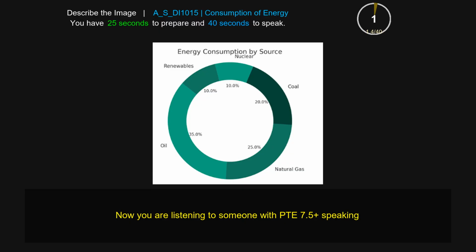The given pie chart provides information about energy consumption by source such as renewables, nuclear, coal, natural gas, and so on. It is clearly evident from this pie chart that the source consuming the most energy was oil with the value of 35%, followed by natural gas with the value of 25% and coal with the value of 20%, whereas the sources consuming less energy were renewable and nuclear with the value of 10% each. Overall, the pie chart gives information about energy consumption by resources such as nuclear, oil, renewables, coal, natural gas, and so on.